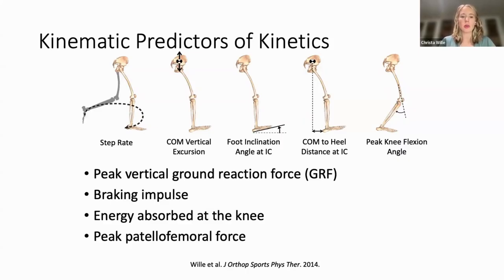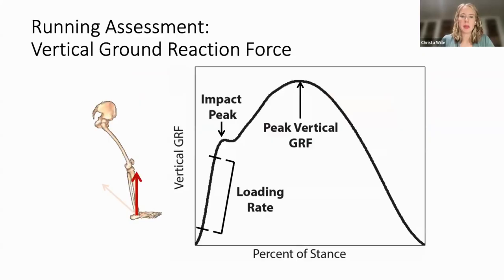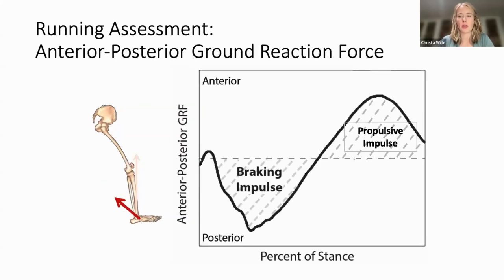The four kinetic or loading measures that we looked at here were peak vertical ground reaction force, braking impulse, knee-specific energy absorbed, and peak patellofemoral force. We haven't talked about these too much yet, but I'll briefly introduce these variables. For those that haven't seen this ground reaction force profile before, here is the common profile of a vertical ground reaction force in a runner. And again, that's the equal and opposite force acting on the individual here. So vertical would look at that force in the up and down, superior-inferior direction only.